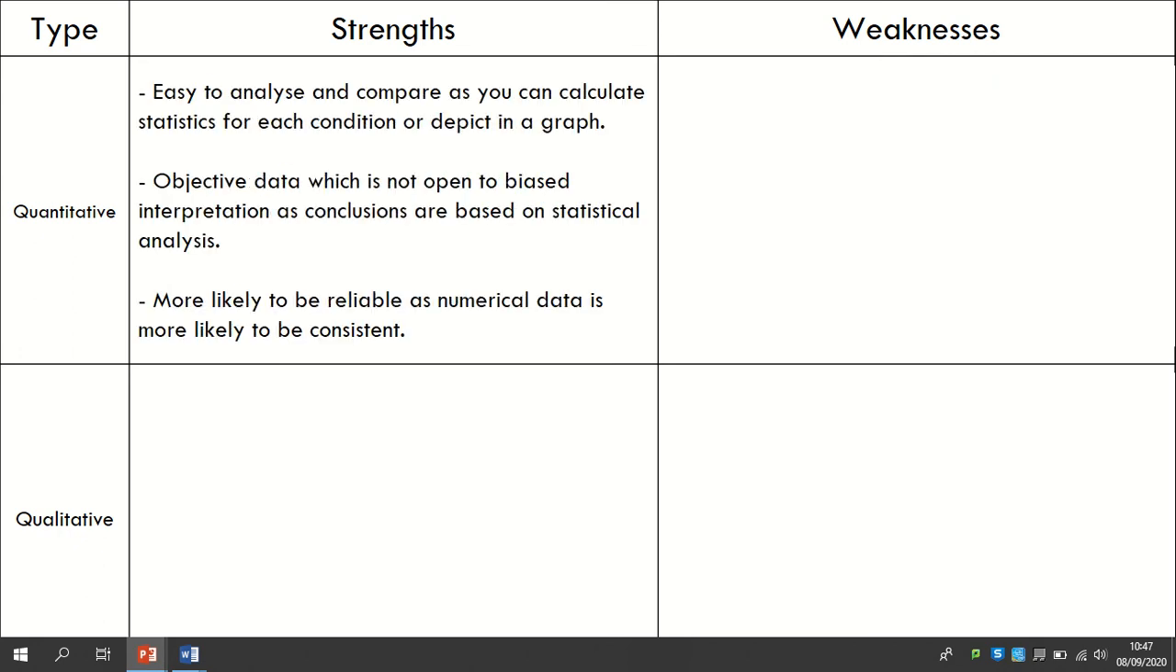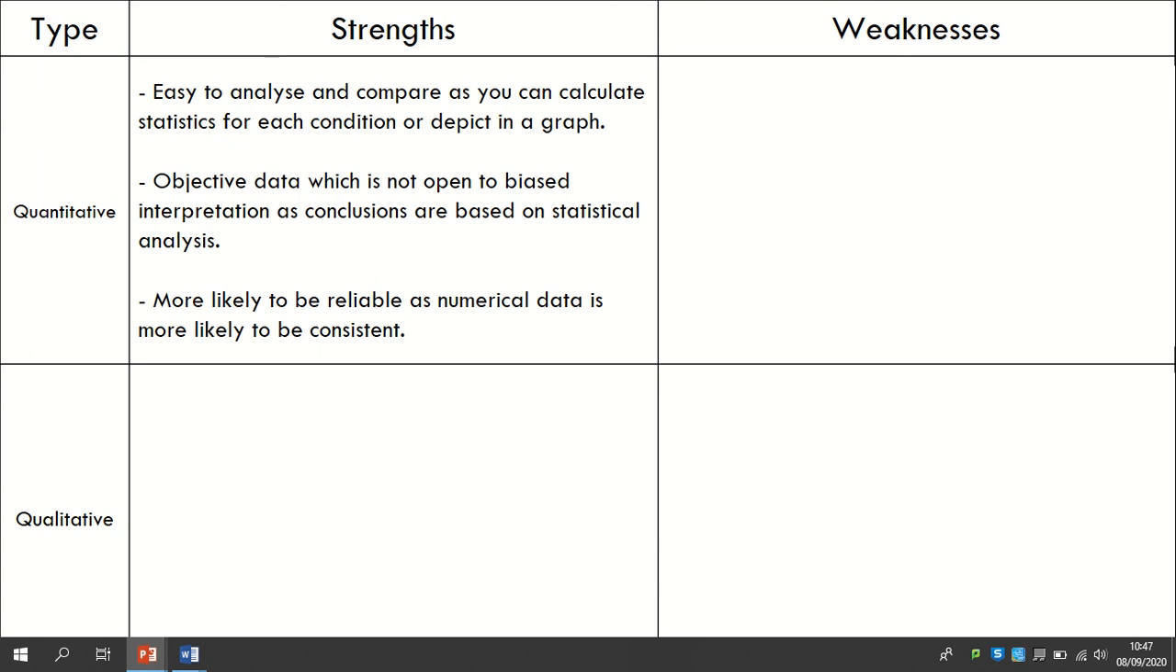So for strengths for quantitative, which is the numerical data, it's easy to analyze and compare, as you can calculate statistics for each condition or depict this information in a graph. So the best thing about quantitative data is that because you can have it in numerical form, you can really, really see the differences between groups so easily.